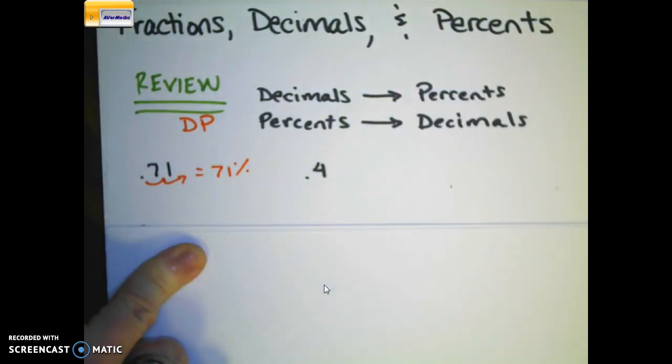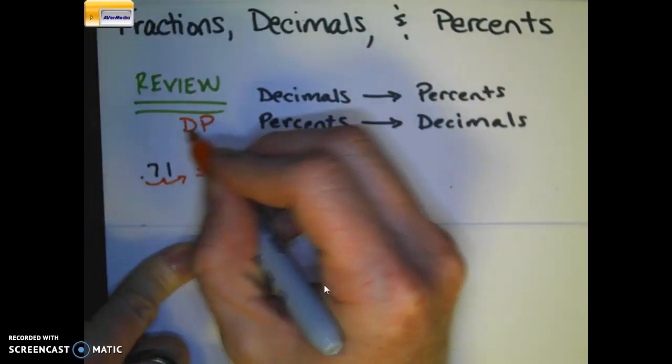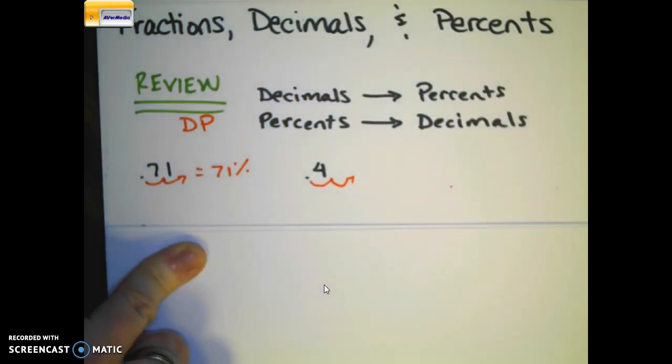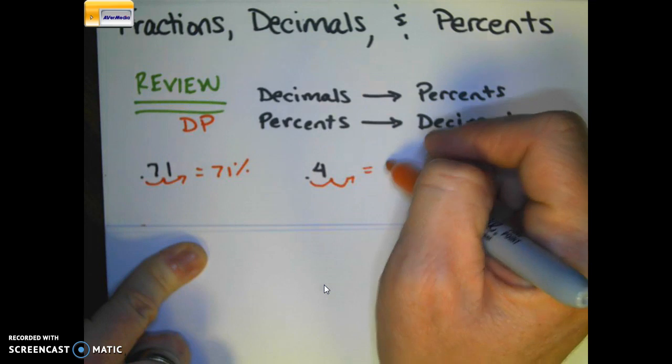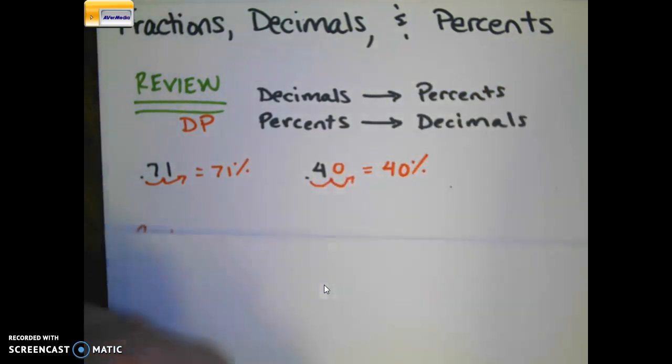What if I give you 0.4? Same thing. We got it. We start at the decimal. We have to go to the percent, so we're going to the right. 1, 2. Okay, and then that gives us 40%. Because you have to add that 0, right?